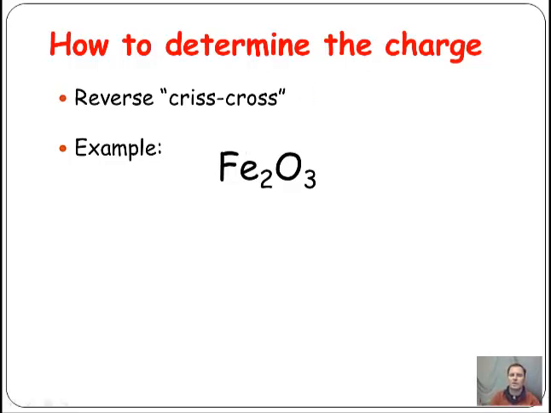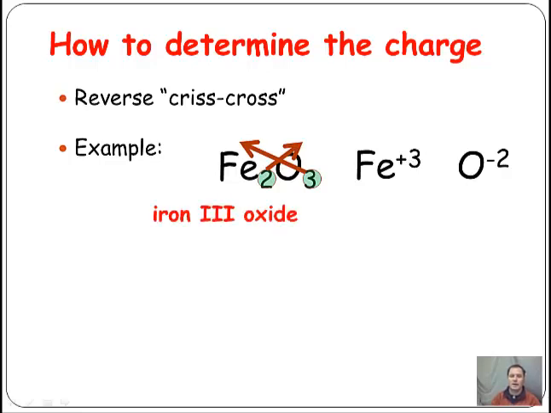So to figure out the charge of iron, we do a reverse crisscross. We look at our subscripts and then reverse them, put them up there. In this case, what we find then, iron, Fe, is a +3, and then oxygen is a -2. Now, oxygen is not variable, right? It's always going to be a -2 charge. So when we write this then, it'd be iron 3 oxide.